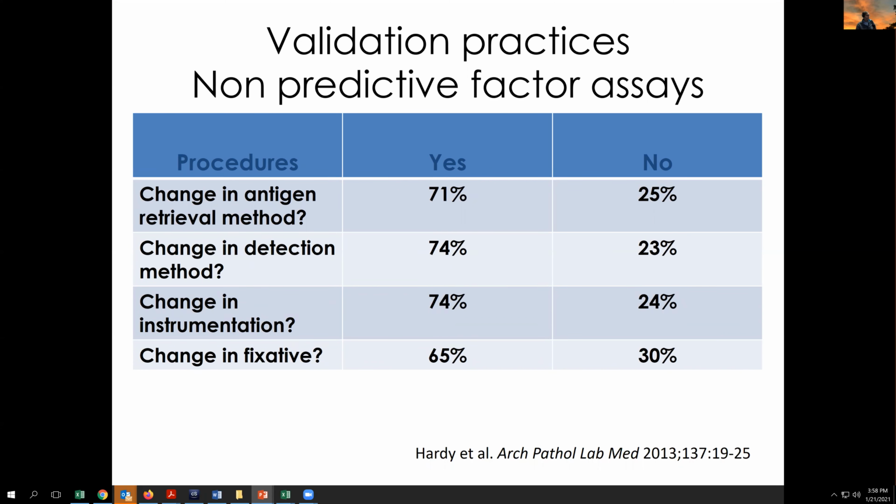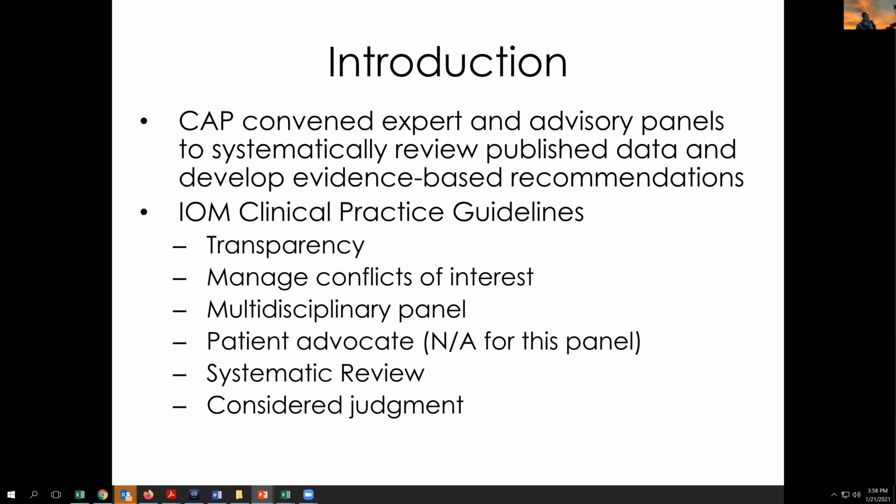When various different types of things were involved, such as antigen retrieval and so forth, a fair number, two-thirds to three-quarters of laboratories, had some guideline, but there was still a significant number who had not. So with that background, the CAP decided to convene an expert and advisory panel to review the published data and to develop evidence-based recommendations to the degree that there was evidence, and consensus or expert recommendations to the degree that they could offer that. Now, this was not the first time this has been employed.